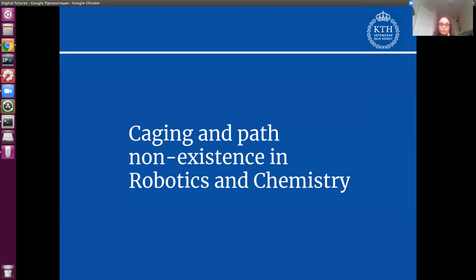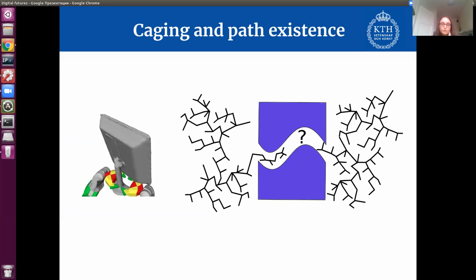So the first class of problems that I will consider is the question of path non-existence and caging, which I will explain in a few minutes, in applications in robotics and chemistry. As I explained already before, the problem of analyzing path connectivity, or answering the question of whether there is a path from point A to point B, is one of the important problems, in particular in robotics, when we basically want to understand whether our system can move from one point to another.